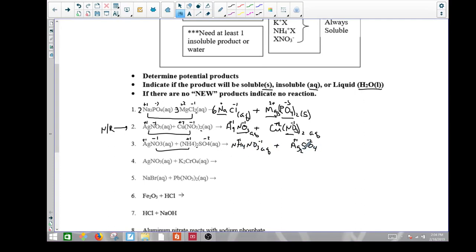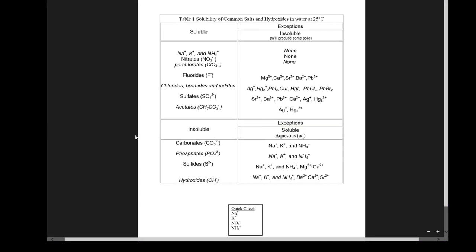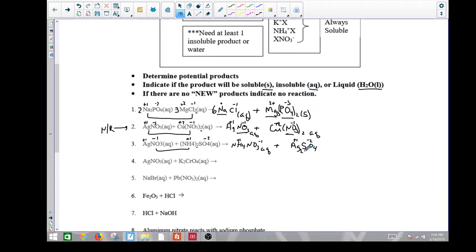And then here, okay, look for sulfate. The sulfate is located right there. Sulfates generally are soluble, form aqueous, but do we have an exception here? Silver. So silver is one of our exceptions. So normally sulfates would dissolve nicely, but silver sulfate does not. That would be a solid. Once again, balance it. 2 silvers, 2 silvers, 2 nitrates, 2 nitrates, 2 ammoniums, 2 ammoniums, balanced.